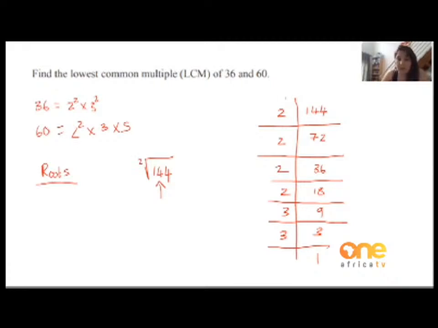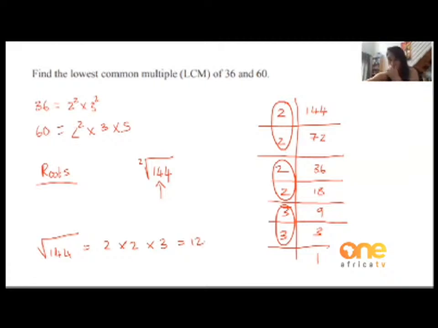Okay, so if I wanted to find the square root, square meaning the second root of 144, all I would do is circle these in pairs. 1, 2, 3 pairs. And so I've got a pair of 2s. I've got a pair of another 2. And I've got a pair of 3s. And so the square root or the second root of 144 is 2 times 2 times 3, which is 12. And this we know for a fact, that the square root of 144 is 12.